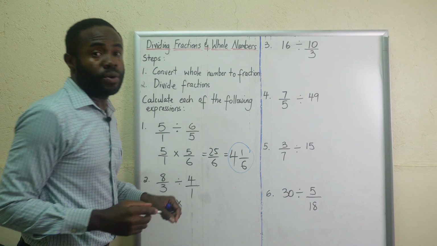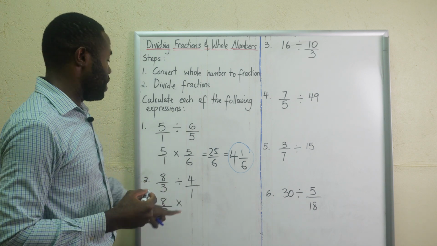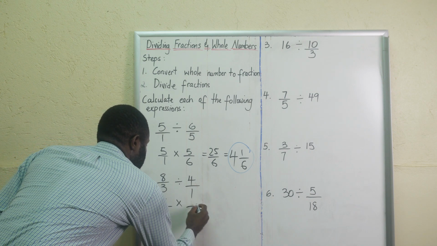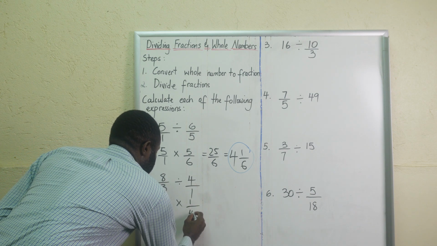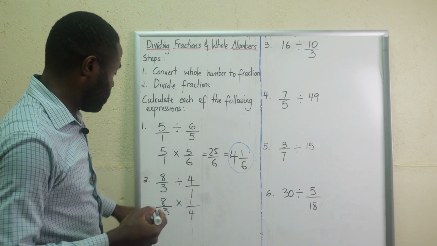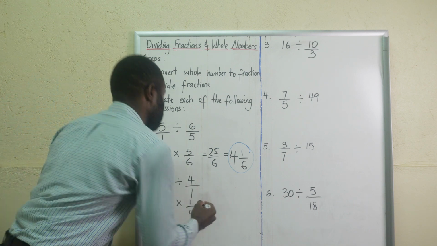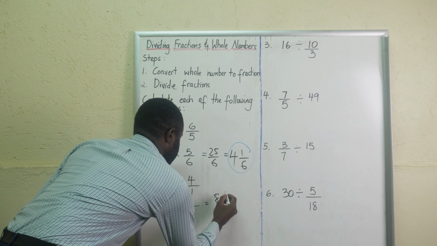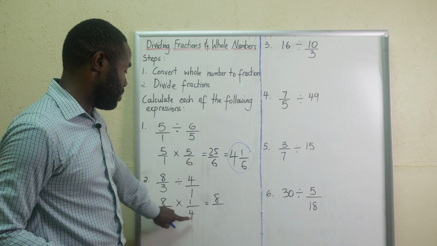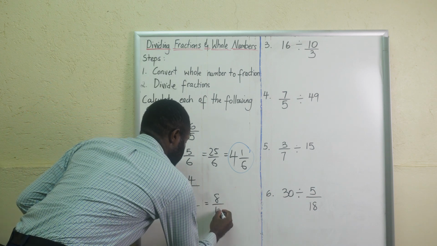Afterwards, we change our division to multiplication. Then we flip or reciprocate the second fraction. So that will be 1 over 4. Now guys, we can multiply our numerators, which will be 8 times 1, which is 8. And then we multiply 3 times 4, which is 12.